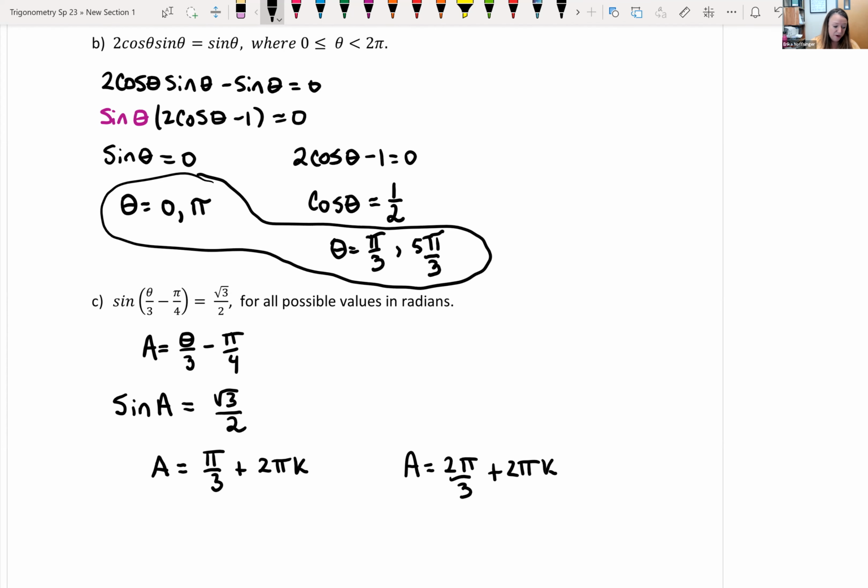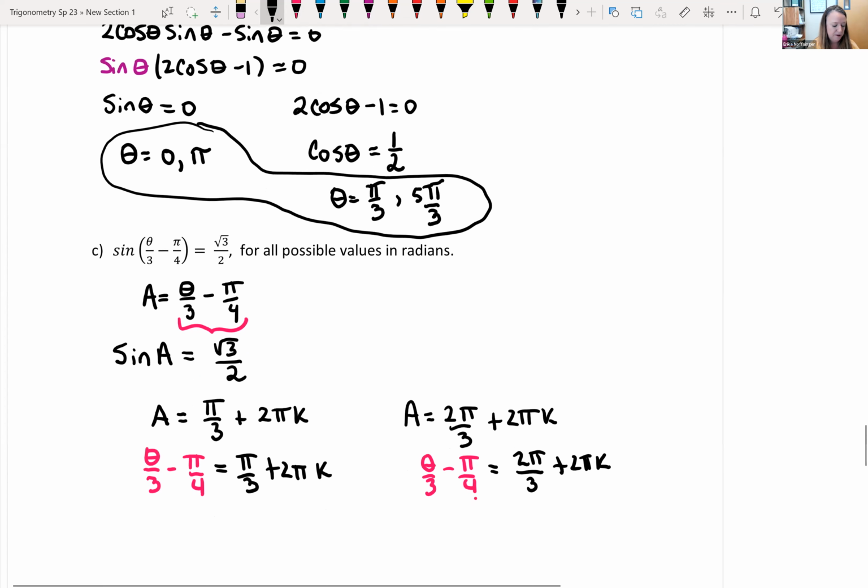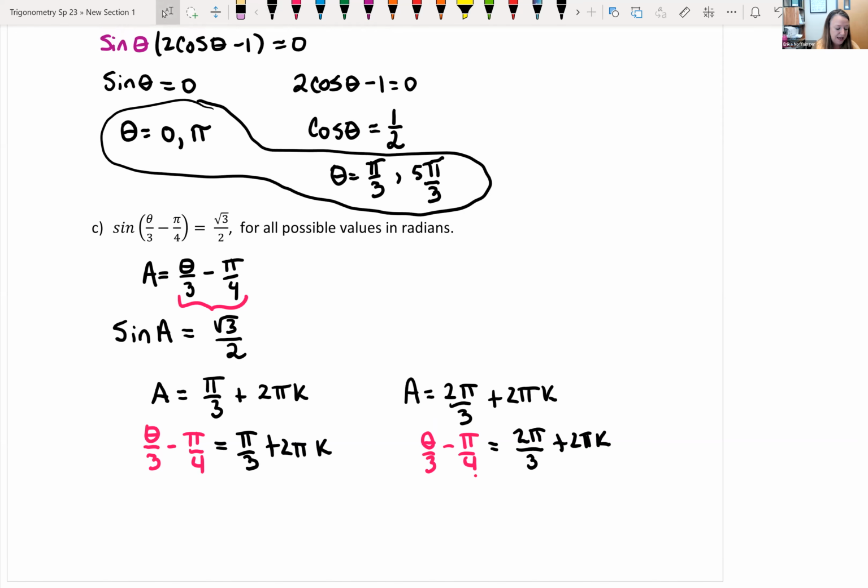But we didn't want to know what A was, we wanted to know what theta was. So let's go back and look at our substitution. Our substitution here was theta over 3 minus pi fourths is equal to pi thirds plus 2 pi k. And then we also have over here this theta over 3 minus pi fourths is equal to 2 pi thirds plus 2 pi k. So getting theta by itself, let's add pi fourths to both sides of our equation.